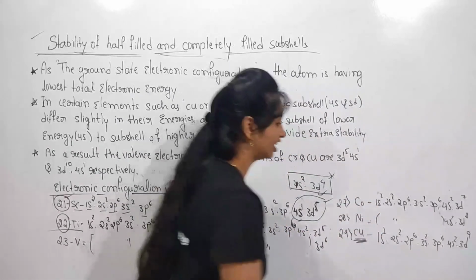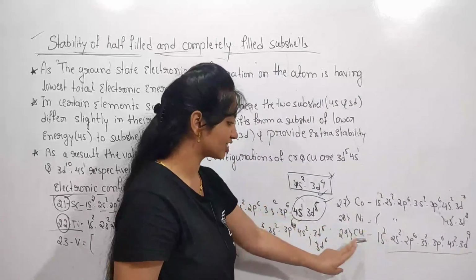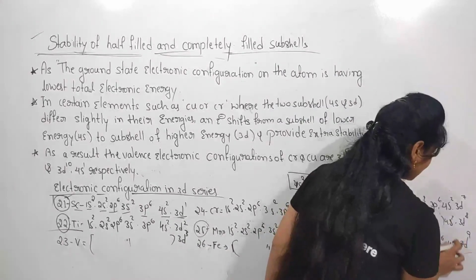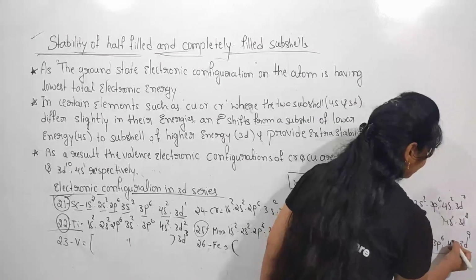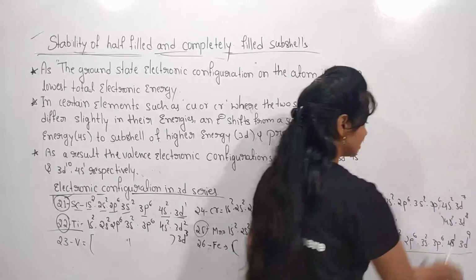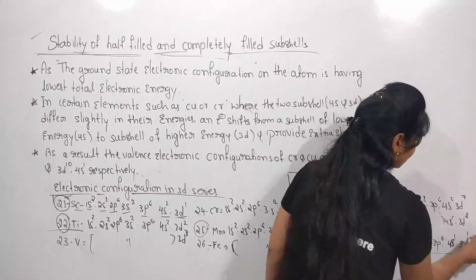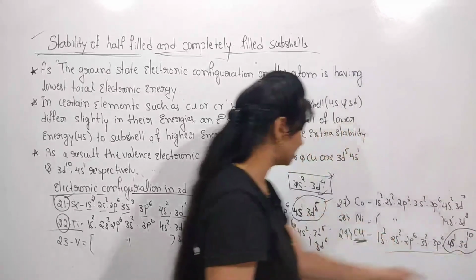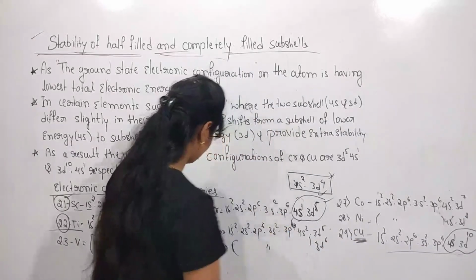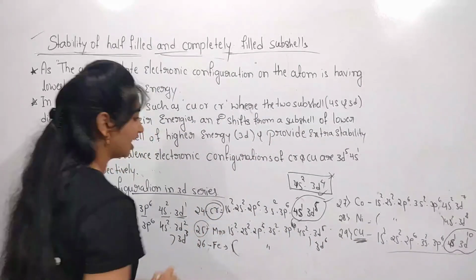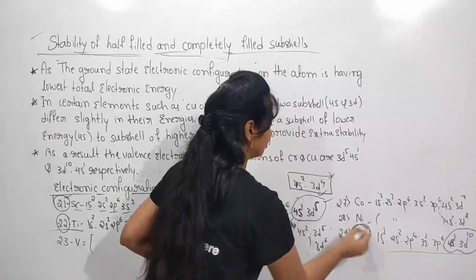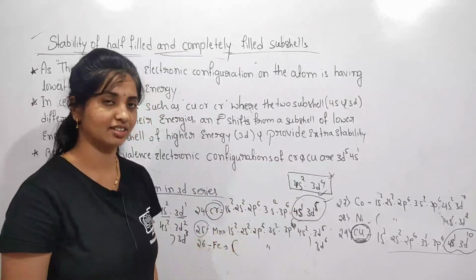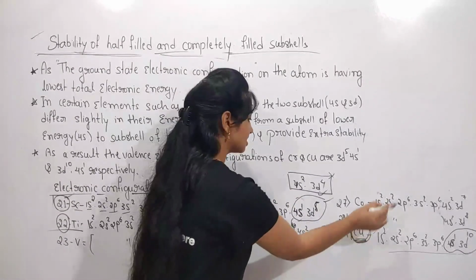Is this a correct configuration for copper? No, this is a wrong configuration. What happened here is that instead of 4s2 I write 4s1, and instead of 3d9 I write 3d10. Why does this exception also happen in copper? In chromium and in copper we get a slightly different electronic configuration. Why do these exceptions happen?